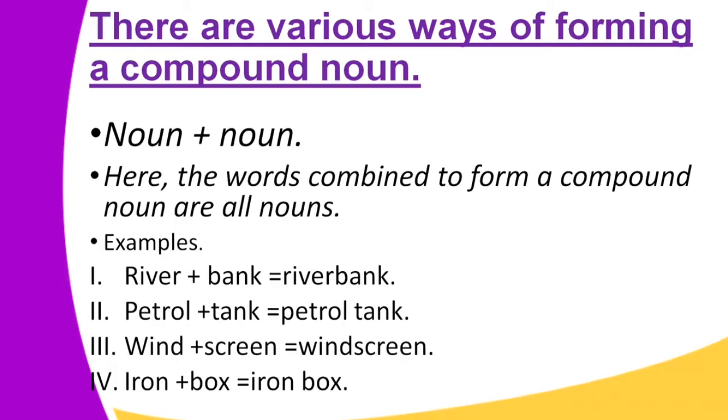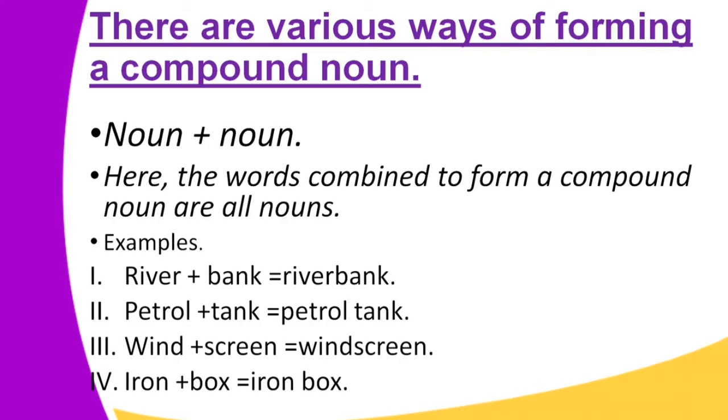Let's start with example 1. We have the third example. We have the noun wind being combined with the noun screen to form the compound noun windscreen. Lastly, we have the noun iron combined with another noun, box, to form the noun iron box. This is one way of forming a compound noun, where we combine 2 nouns to come up with one compound noun.